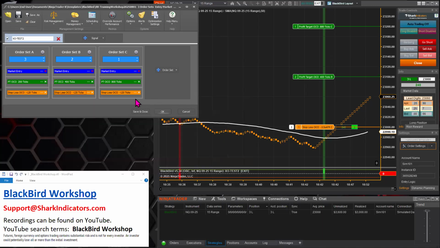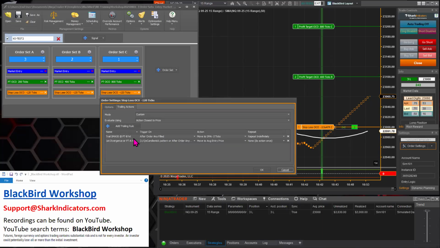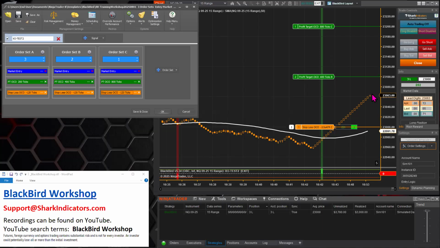until it gets hit. So stop loss C, that does have a trailing, so yeah, that still has one more trailing action that it can fulfill, but it's going to take forever for this simulated data feed to get up there, but it will.